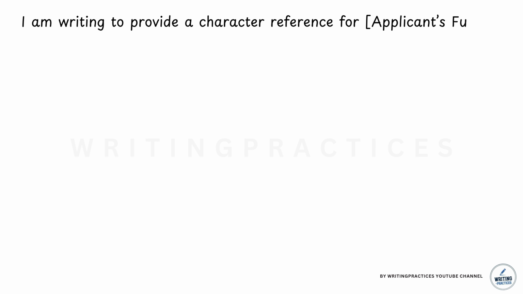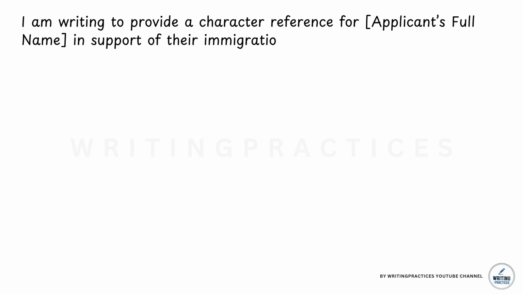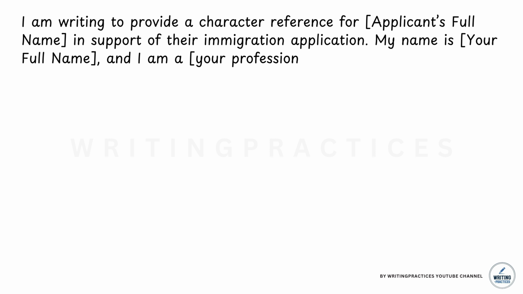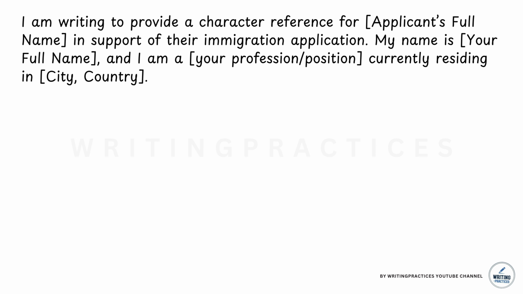Introduction paragraph. In this paragraph, you explain why you are writing the letter. You should introduce yourself, your profession, and clearly state that you are providing a character reference. For example, I am writing to provide a character reference for Maria Hernandez in support of her immigration application. My name is David Thompson, and I am a senior project manager currently residing in Seattle, United States. This establishes your authority and purpose. Briefly mention a professional title if applicable, as it can strengthen credibility.